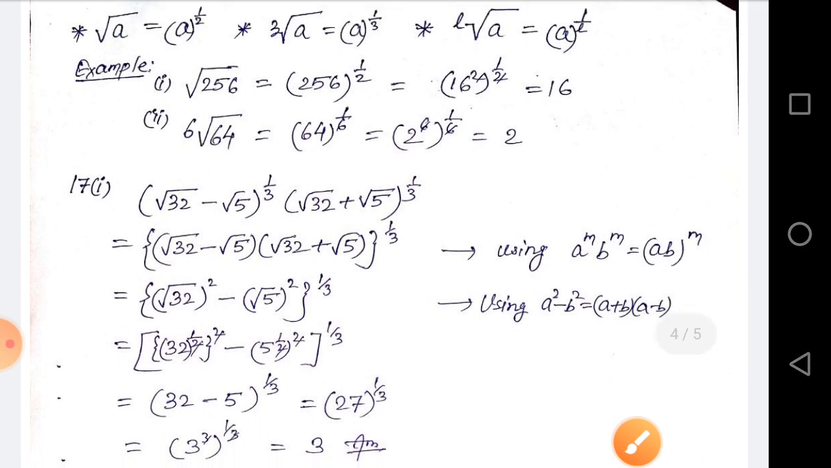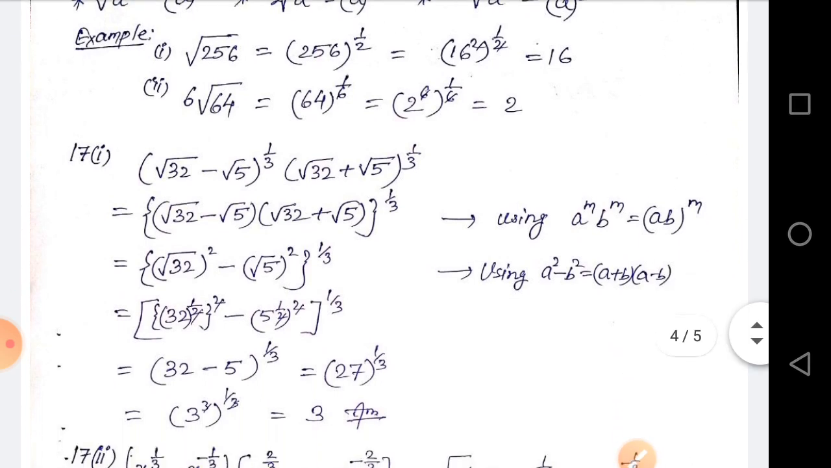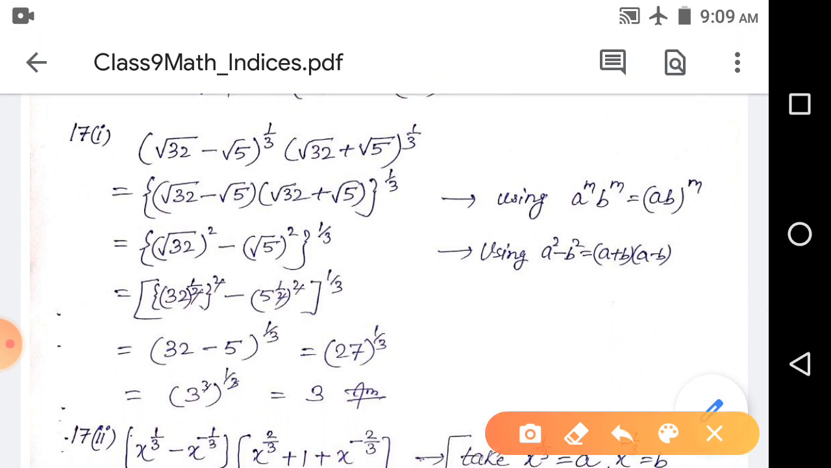Now see those solutions. Question number 17, we have square root of 32 minus square root of 5 whole to the power 1 by 3, and here square root of 32 plus square root of 5 whole to the power 1 by 3. As those two exponents are same, we can multiply those two bases and take the exponent as a whole. So it is square root of 32 minus square root of 5, into square root of 32 plus square root of 5.